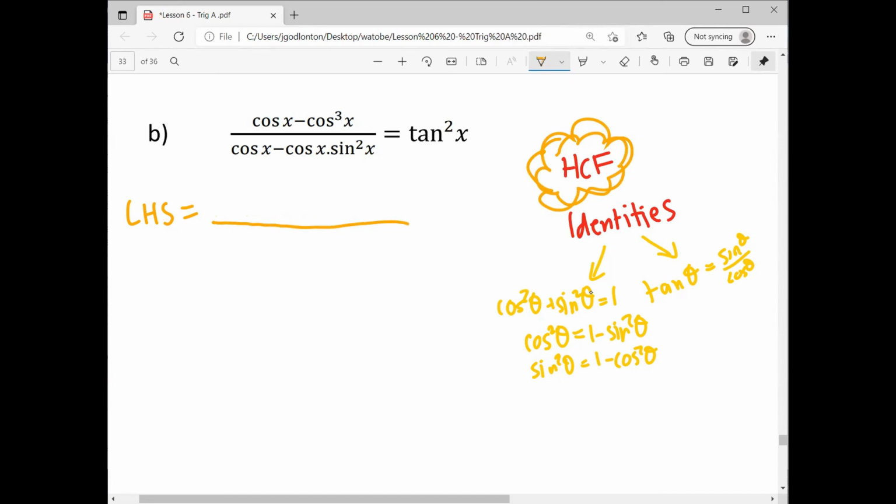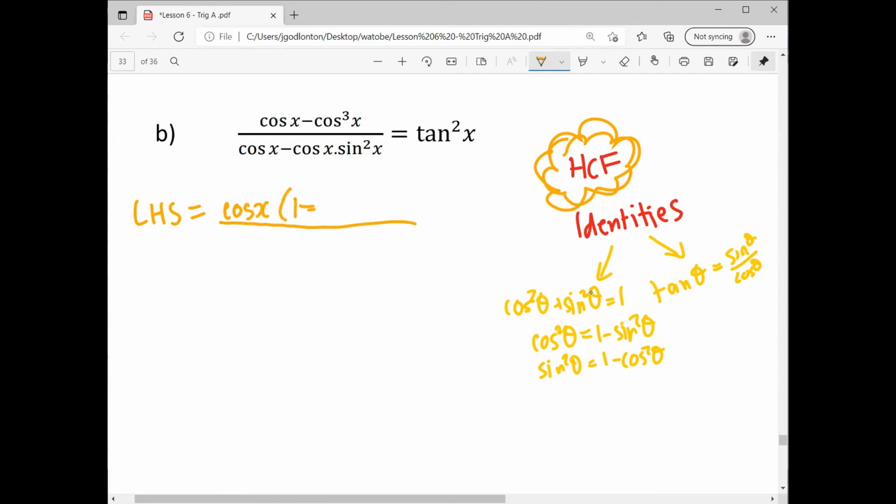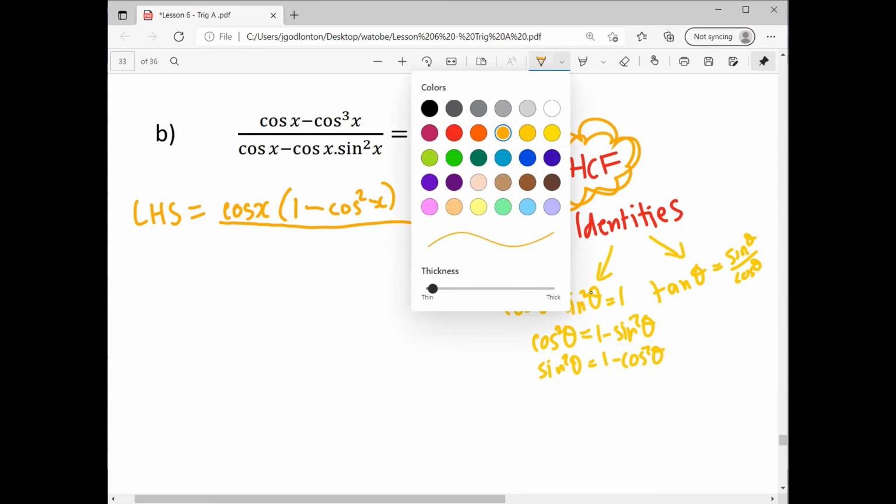Yes, good. Take cos x out as your highest common factor. Cos x, and then I would be left with 1 minus, sorry, that's an equal sign, cos squared x. Beautiful. Okay, great first step. Bottom, what can I do in my denominator? So what can I do down here?